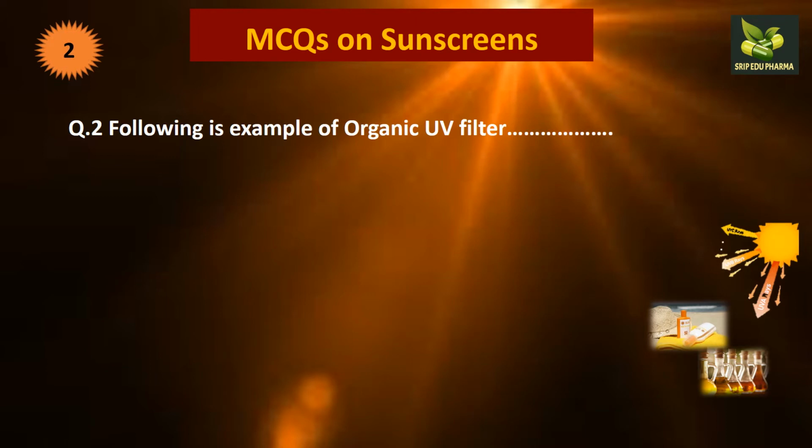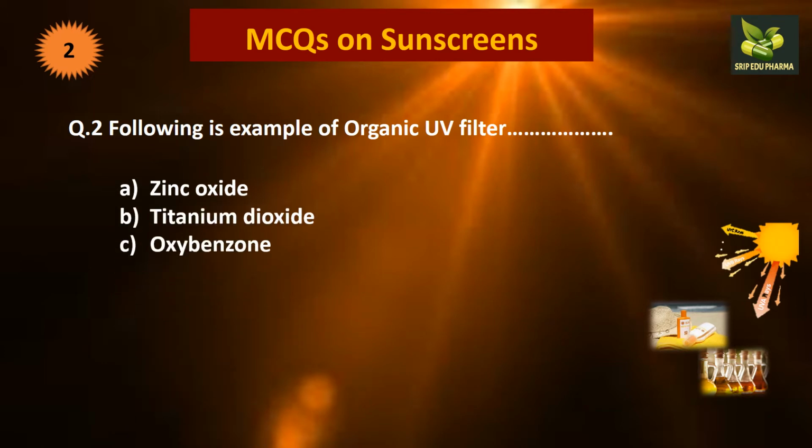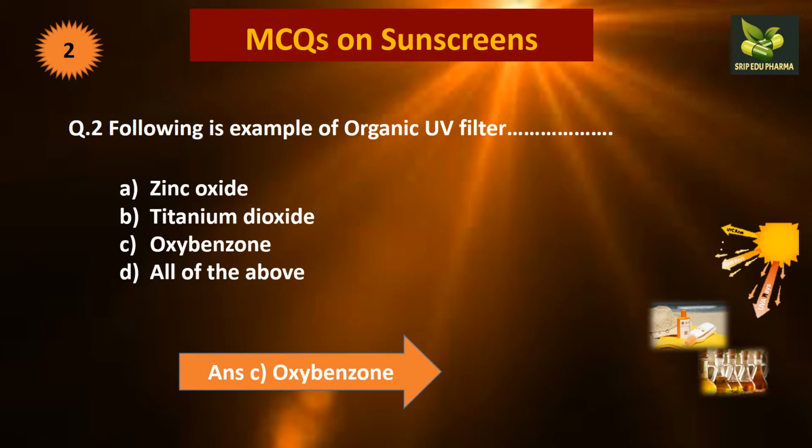Question 2: the following is an example of organic UV filter. A. Zinc oxide, B. titanium dioxide, C. oxybenzone and D. all of the above. If we remember the types of UV filters, they are of three types: organic, inorganic particulate and organic particulate. Among the options given, zinc oxide and titanium dioxide both come in the inorganic category. So the third one, that is oxybenzone, is the answer. This is a type of organic UV filter.